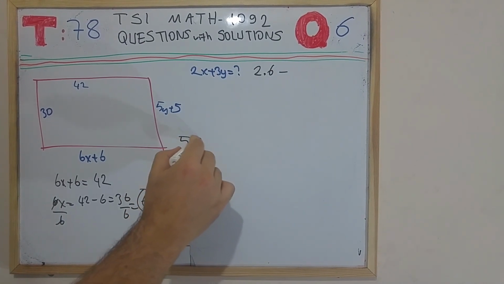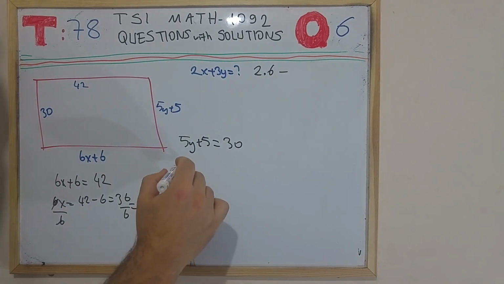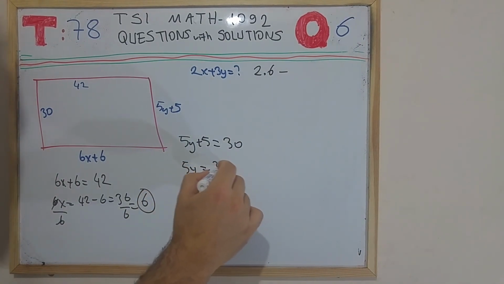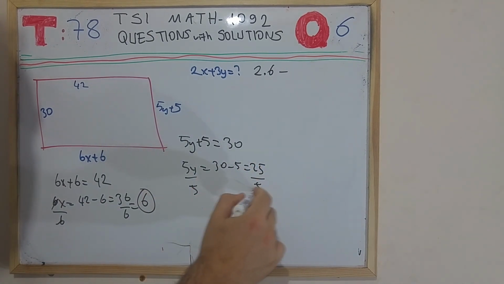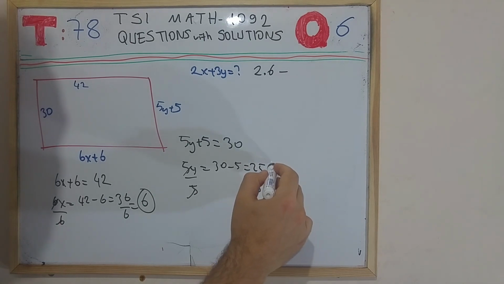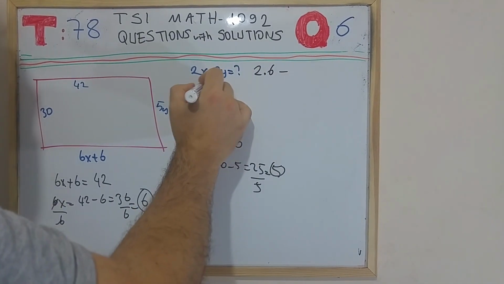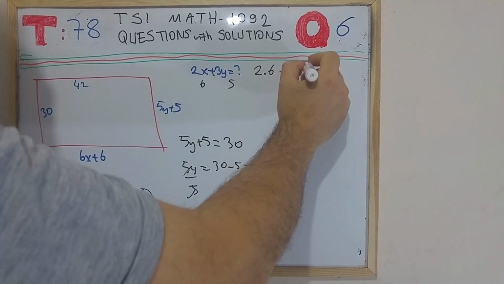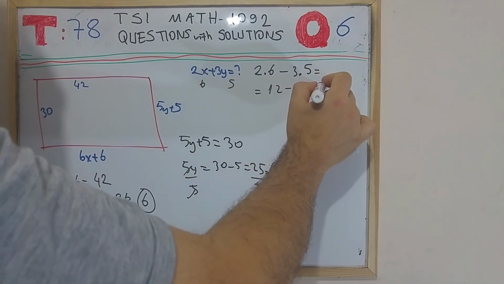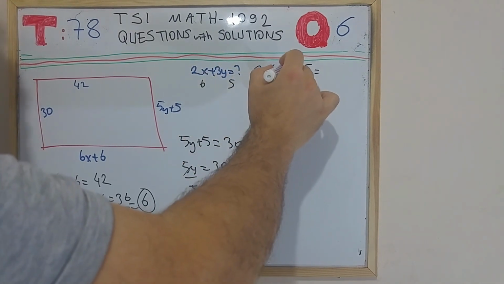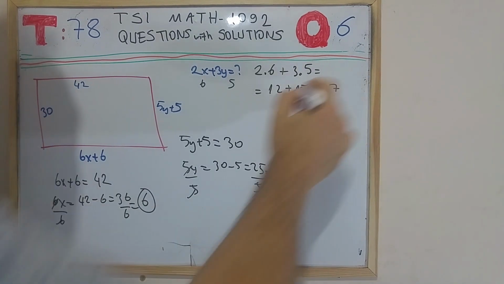5y plus 5 must be equal to 30. So 5y must be equal to 30 minus 5, that is 25. When I divide each side by 5, y is equal to 5. So what I am looking for is, x was 6, y is 5, 2 times 6 plus 3 times 5, and this is equal to 12 plus 15, which is equal to 27.